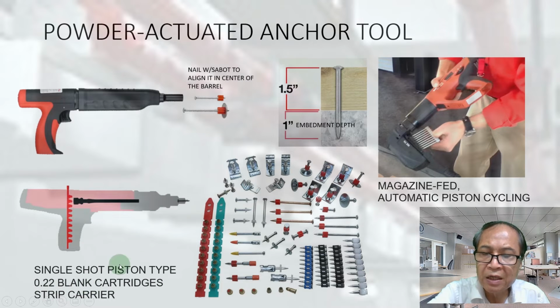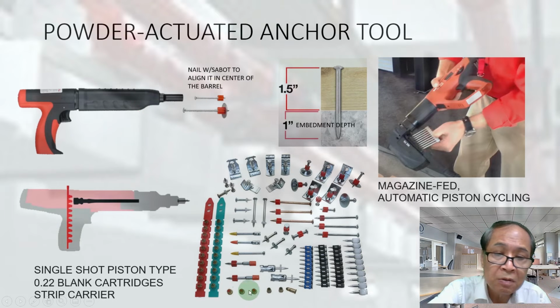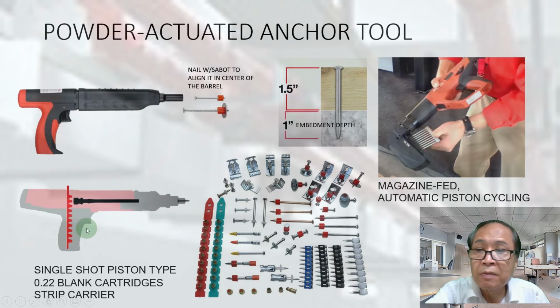.22 blank cartridge. It was invented by the United States, so they use the United States ammunition standard. It's .22 ammo. It's actually real ammo. .22 real ammo with a strip carrier. This is a strip carrier. Band round, of course, is band round ammo. Band round, you see.